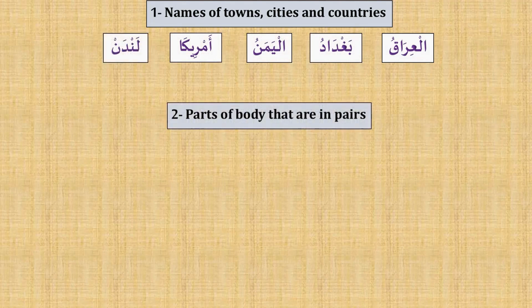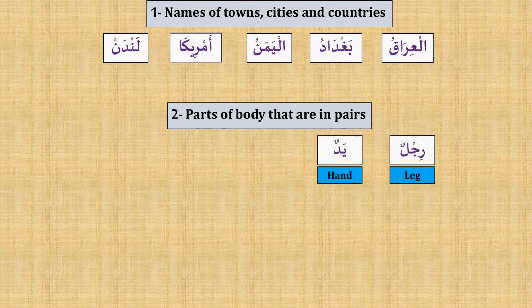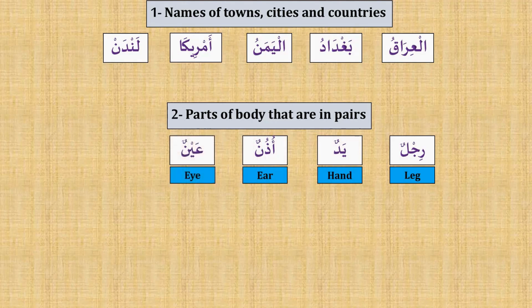And the second one, parts of the body that are in pairs or double parts of the body. Not the single parts, only double parts of the body are considered feminine. Examples: rijlun, leg; yadun, hand; udhunun, ear; aynun, eye; and qadamun, foot.